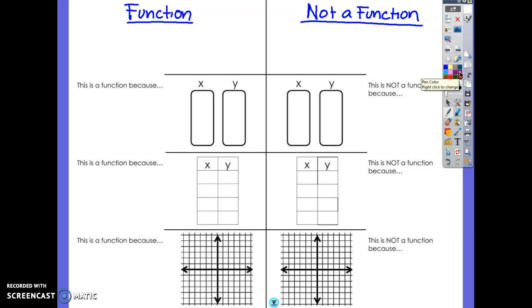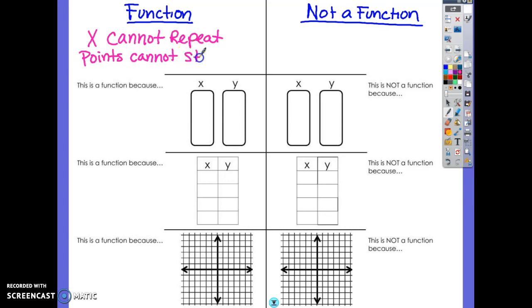So for something to be a function, the x cannot repeat. X cannot repeat. Okay? And it must pass the vertical line test, so points cannot stack. And I'll show you in a little bit what I mean by that.